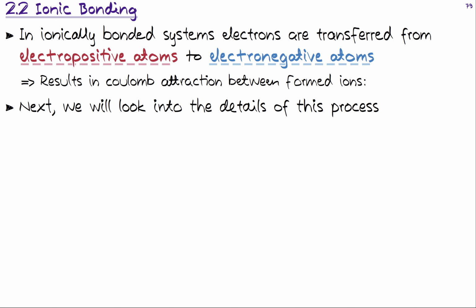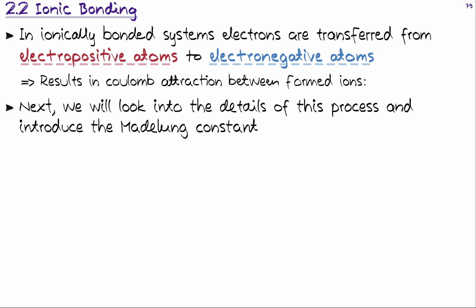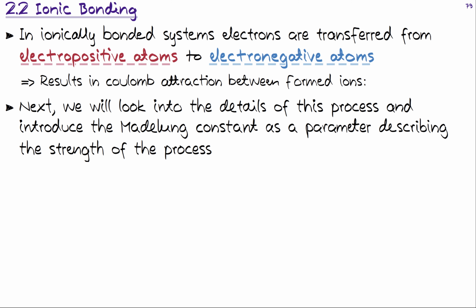and that gives rise to the formation of a solid. Then we will look next into the details of this process, and we learn that the Madelung constant is a very key parameter here that describes how strong ionic solids are formed. This is the key ingredient when we are looking into ionic bonding.